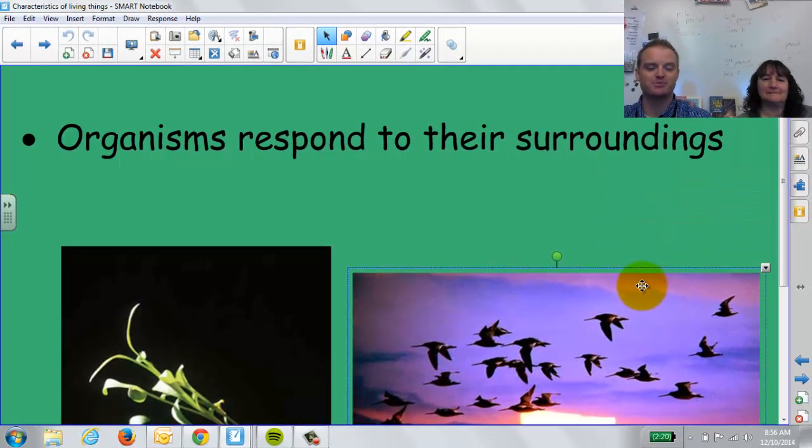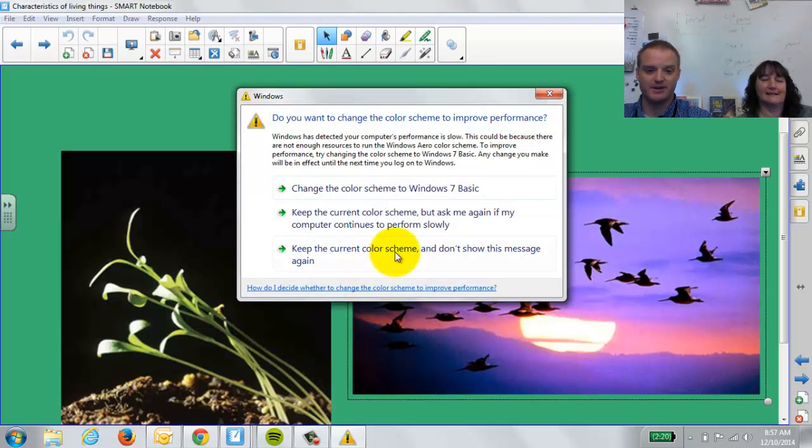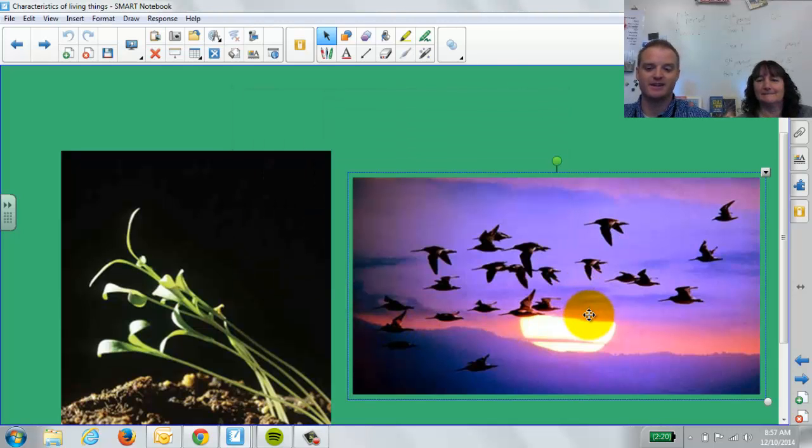Organisms respond to their surroundings, the idea of a stimulus and response. Think about a simple one like a plant growing toward the light. Light is a stimulus. This time of year, we've had hundreds of geese out in our fields. They are heading mostly south. Some actually come down and stay around here, but they kind of keep traveling south. So the changing of the season is a stimulus, and the geese respond to it that way.